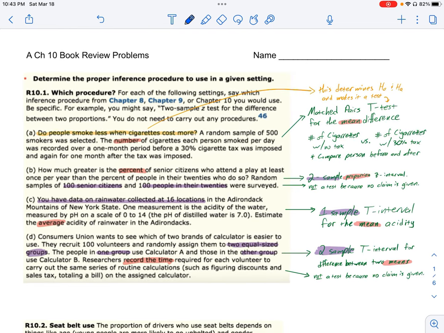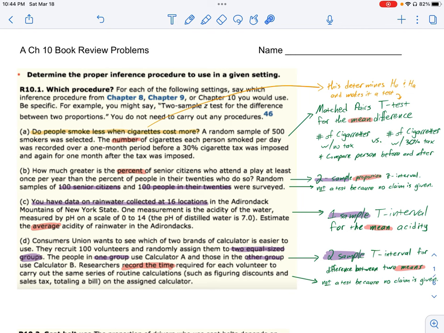Question number one, please be careful that all you're doing is determining the correct procedure. Essentially, you are naming the test. That is all. Okay? So for part A, it says, and I highlighted, do people smoke less when cigarettes cost more? So right off the bat, that is giving you kind of a claim. This determines that there is a null and an alternative, so it makes it a test.